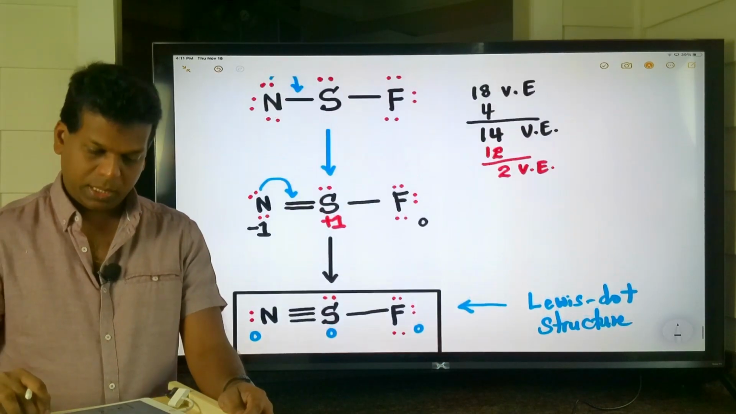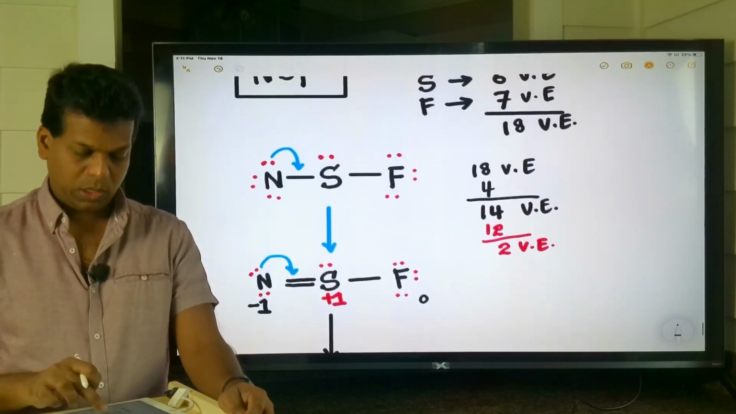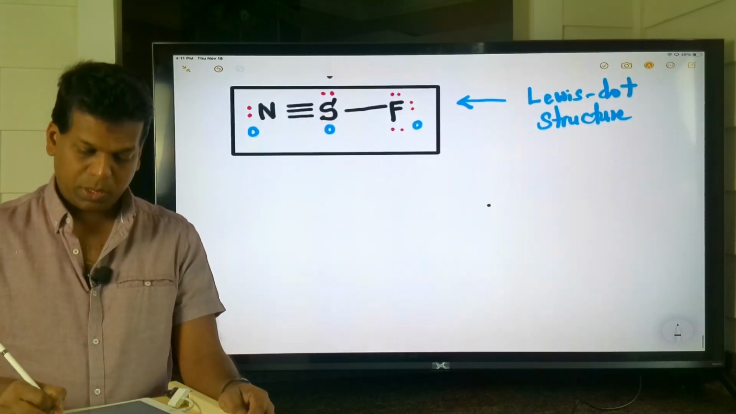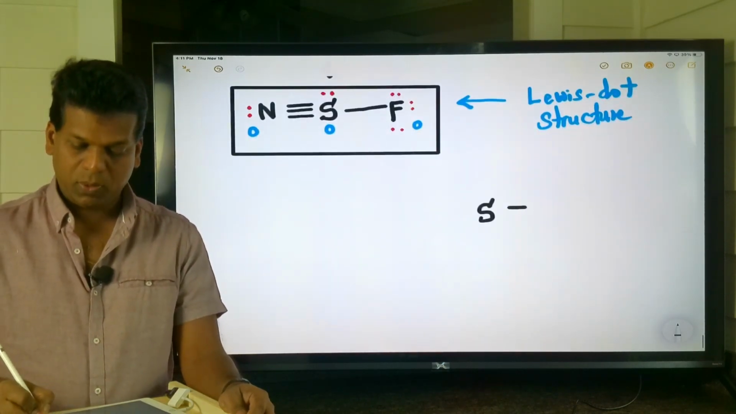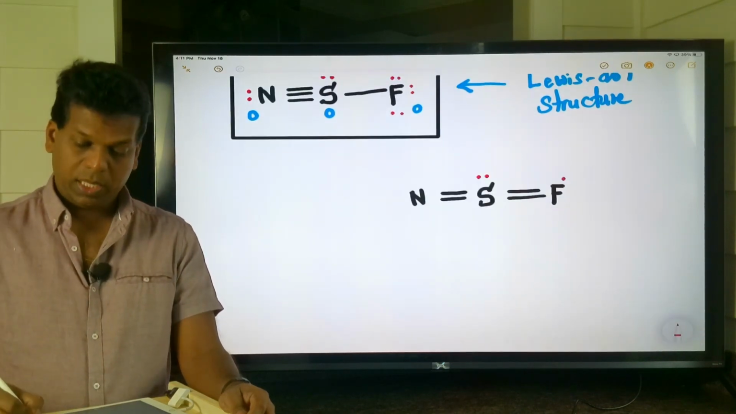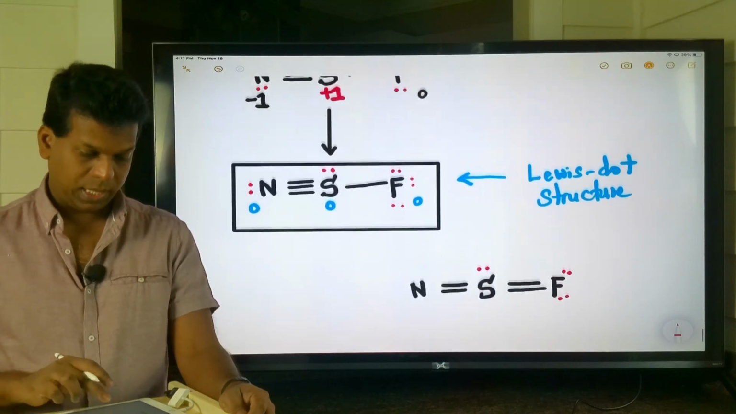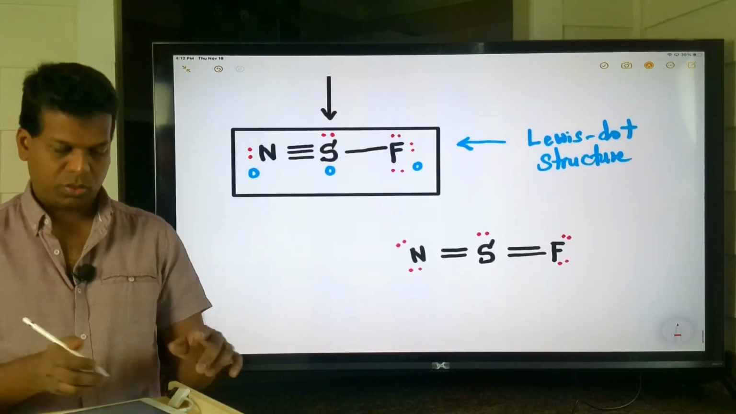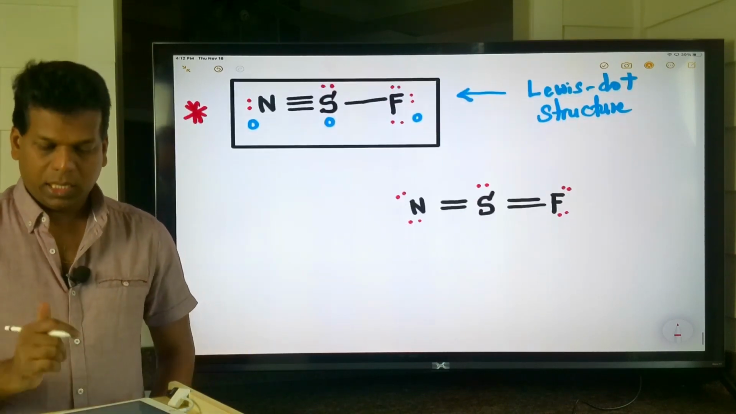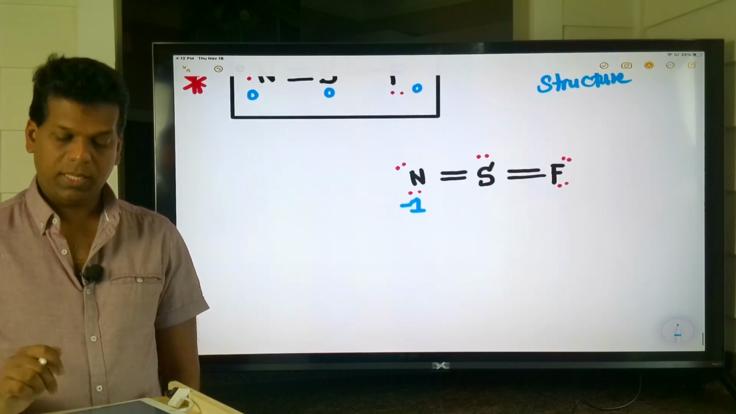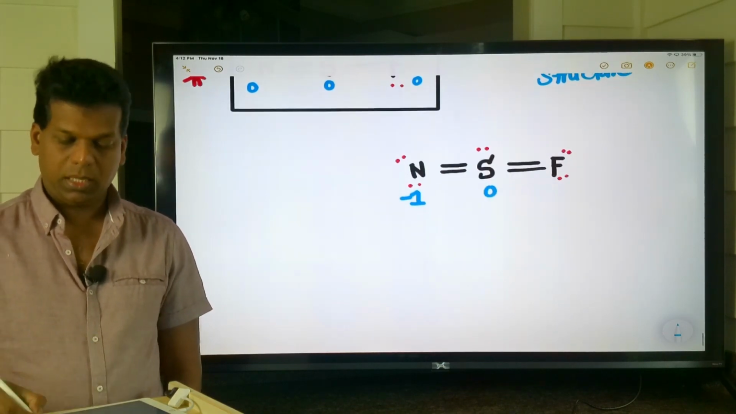Let's say we make the double bond. Once we get to this point, the second molecule, I'm going to make a double bond between sulfur and fluorine like this. So now the electron distribution is, fluorine has 2 pairs and nitrogen has 4. So again, this is not the right structure. The right structure is this one. So now if we calculate the formal charges, nitrogen is -1, sulfur is 0. For fluorine, it is +1.